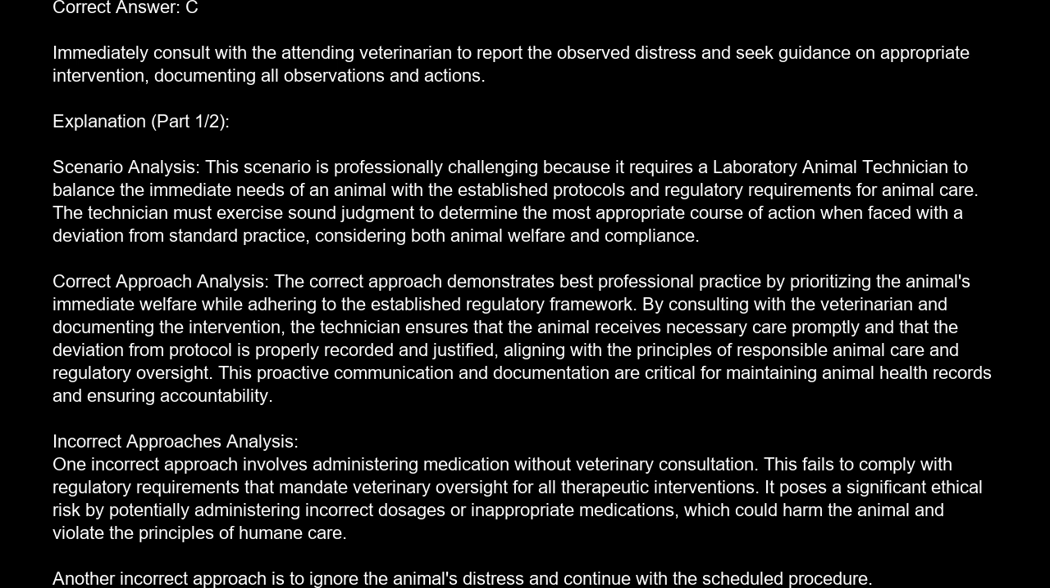Incorrect approaches analysis. One incorrect approach involves administering medication without veterinary consultation. This fails to comply with regulatory requirements that mandate veterinary oversight for all therapeutic interventions. It poses a significant ethical risk by potentially administering incorrect dosages or inappropriate medications, which could harm the animal and violate the principles of humane care.